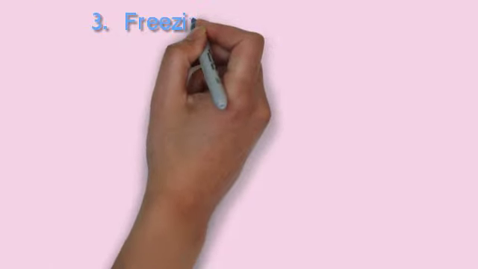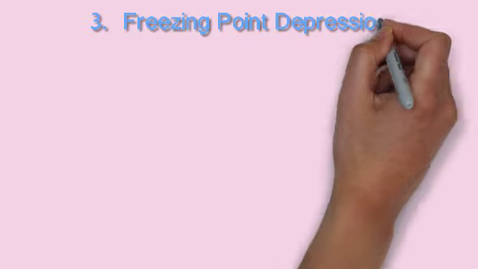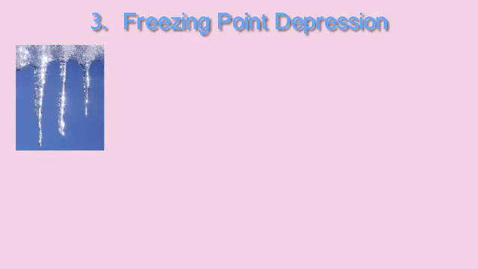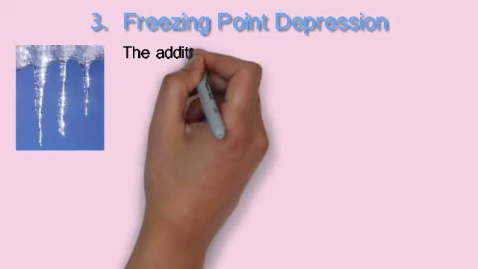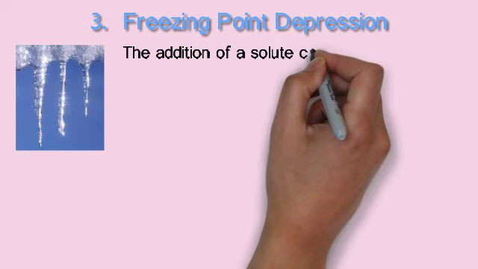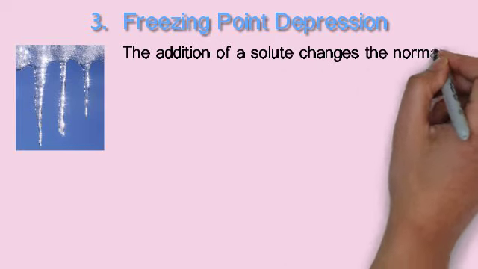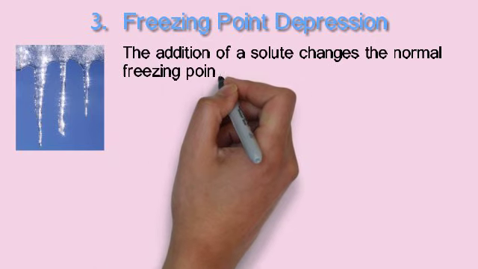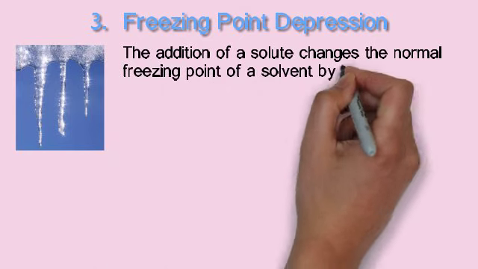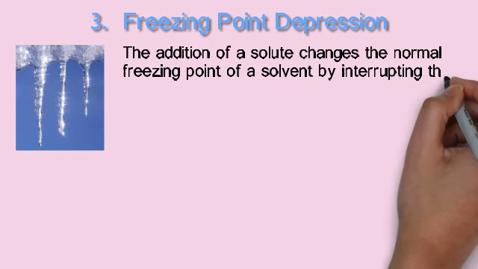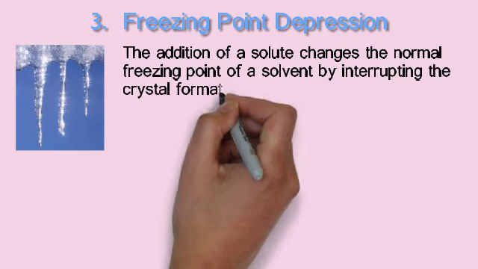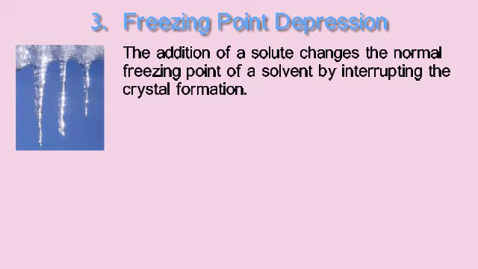The third effect that adding a solute has is freezing point depression. It lowers the freezing point, which is how salt on your sidewalk works. Some pretty icicles. So the addition of a solute changes the normal freezing point of a solvent by interrupting or interfering with the crystal formation that would normally occur. So it will not freeze as it did before.